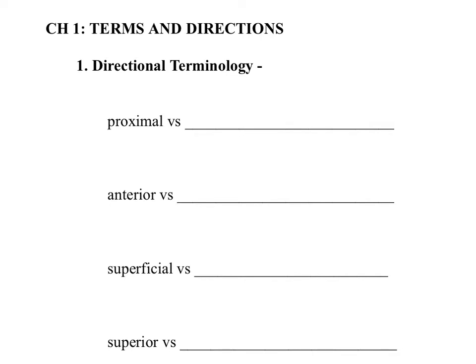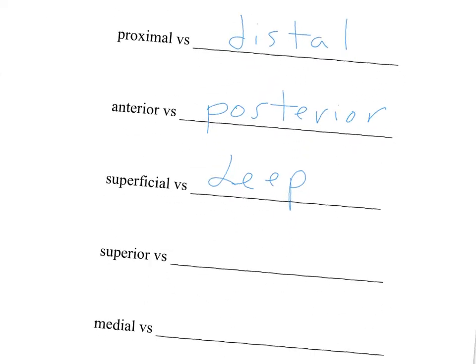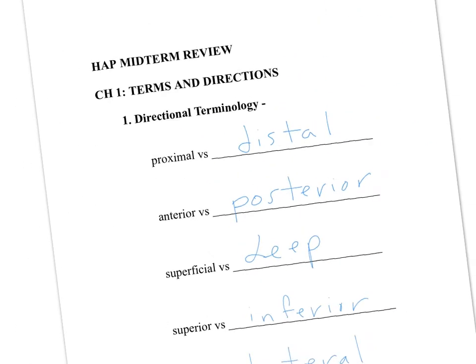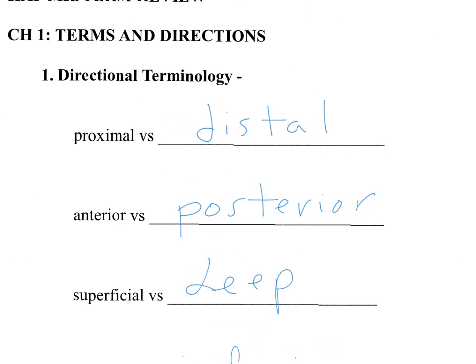You have proximal versus distal, anterior versus posterior, superficial versus deep, superior versus inferior, and medial versus lateral. I think a good tool is to be able to reference example sentences using these terms properly.